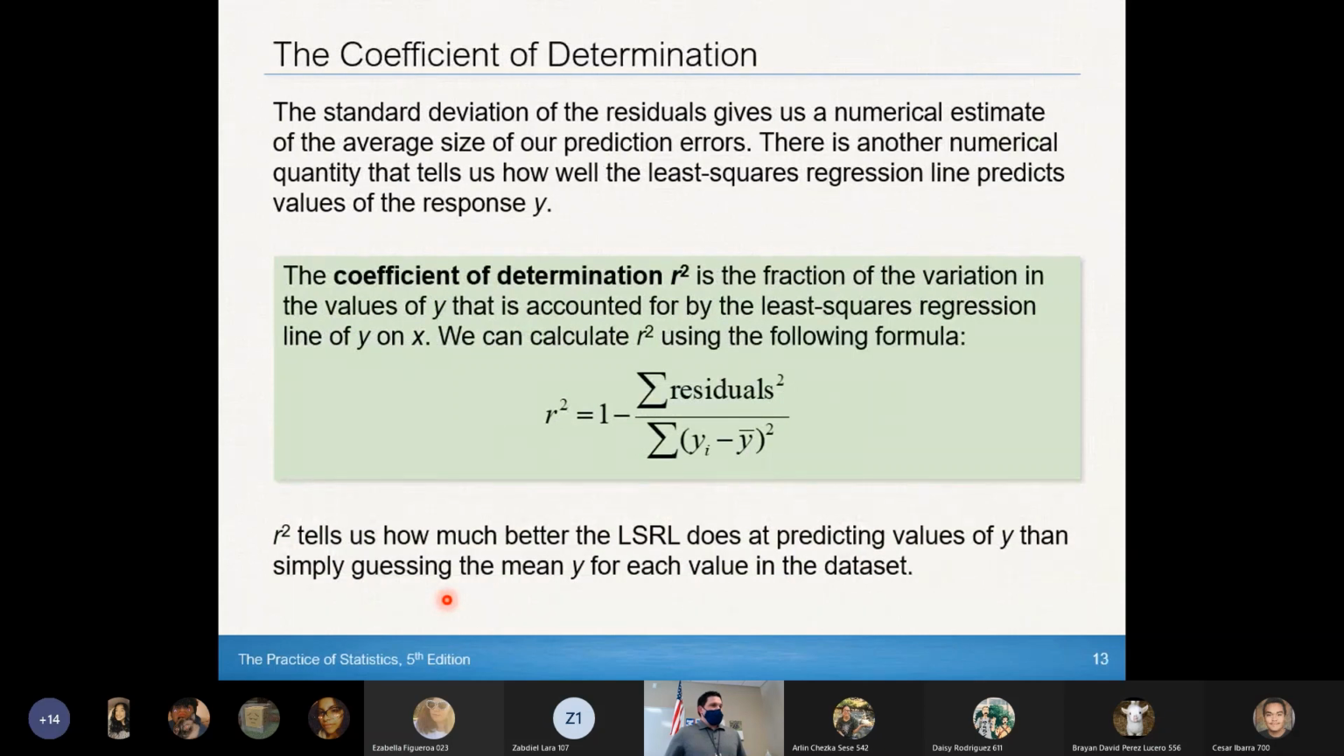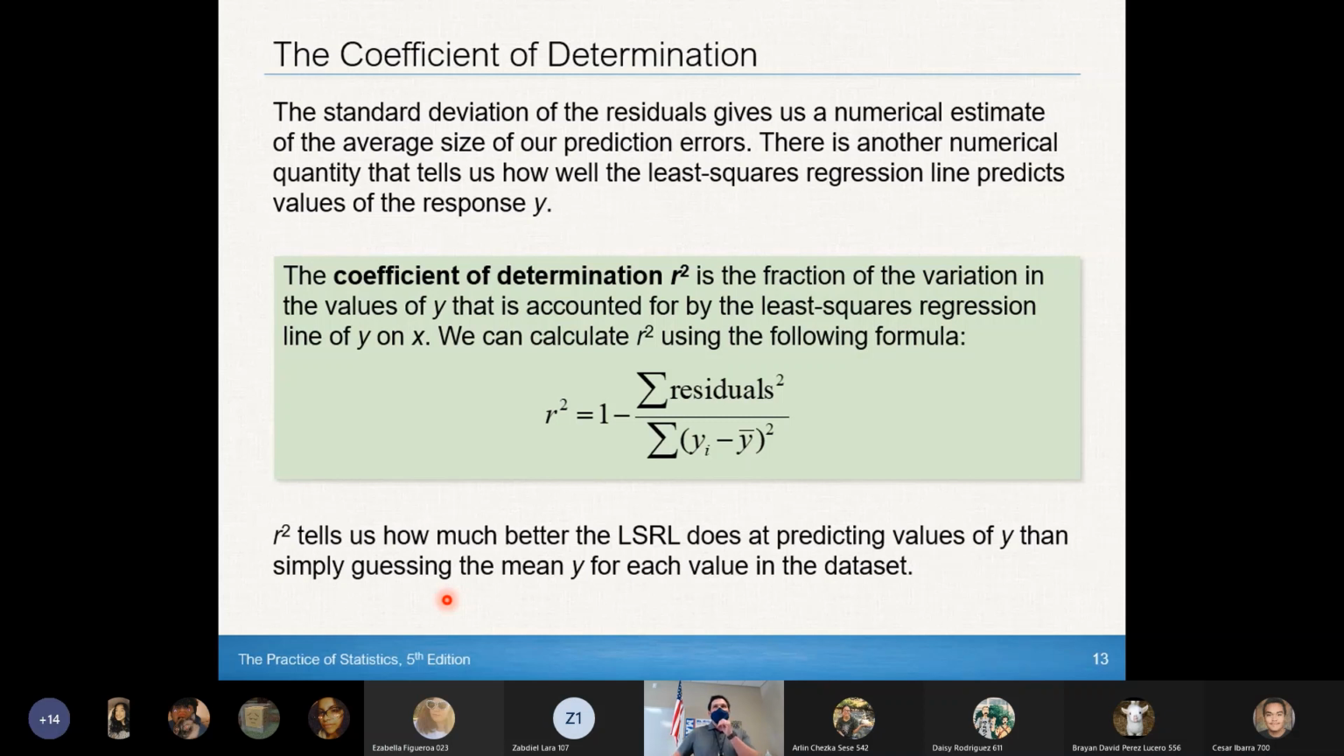The standard deviation of the residuals gives a numerical estimate of the average size of our prediction errors. There is another numerical quantity that tells us how well the least squares regression line predicts values of the response y. The coefficient of determination r squared is the fraction of the variation in the values of y that is accounted for by the least squares regression line of y on x.